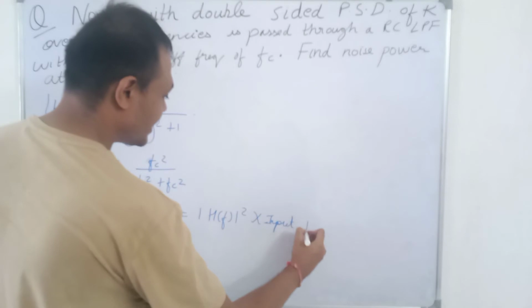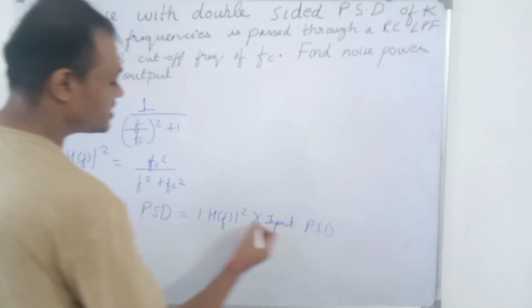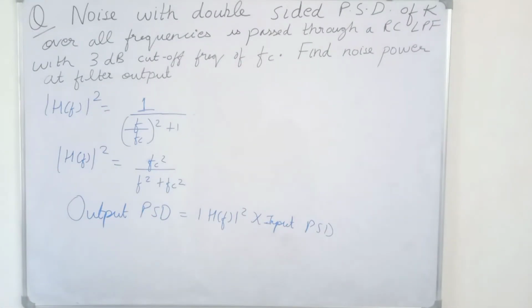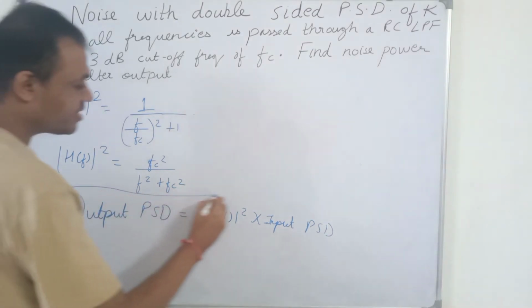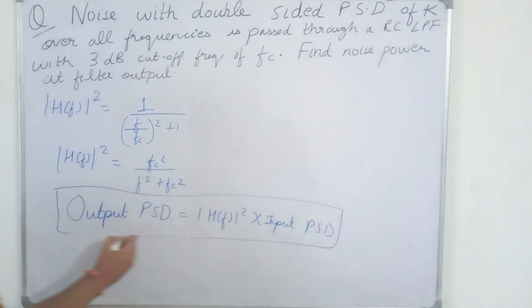Input power spectral density: this is the square of the transform times the input power spectral density. So this gives the output power spectral density. This relation is very important. It will be used to solve a lot of questions.